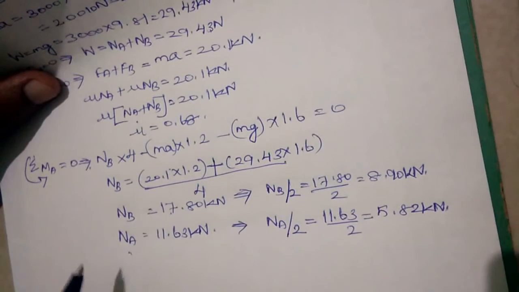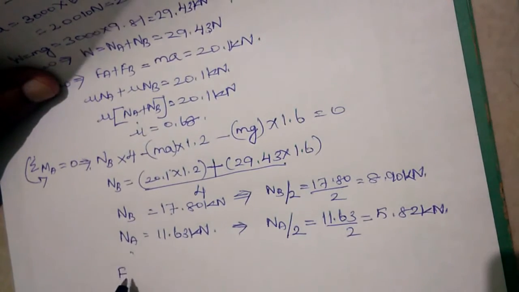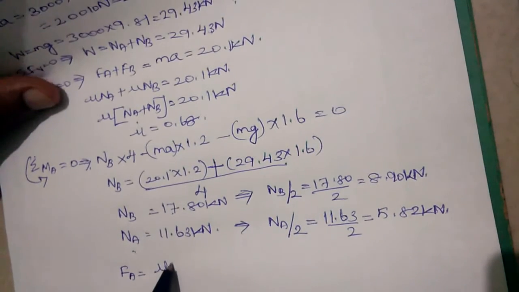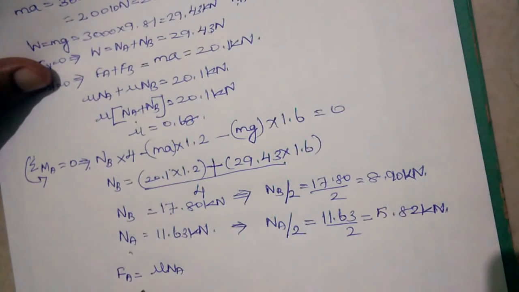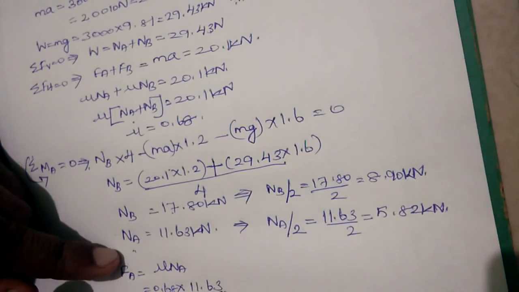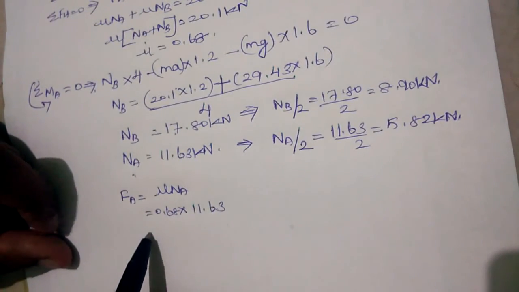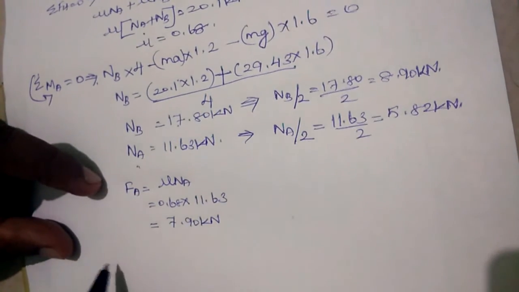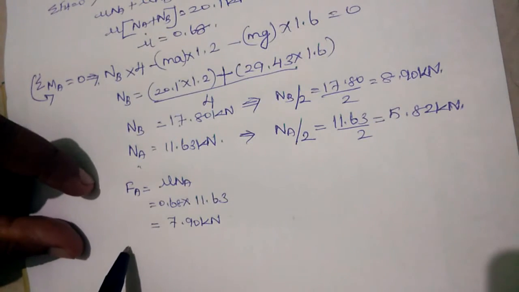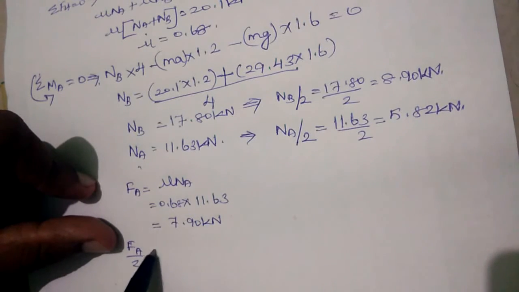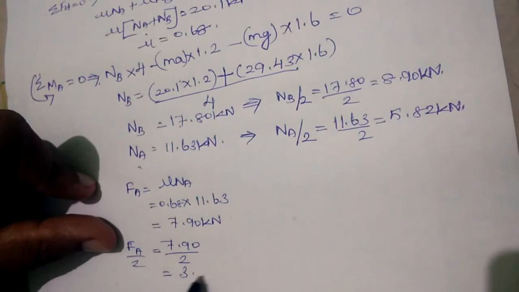Now friction force at the front FA is equal to mu into NA is equal to 0.68 into NA, 11.63, is equal to 7.90 kilonewton. Further, friction force at each of the wheels is FA by 2 is equal to 7.90 divided by 2 is equal to 3.95 kilonewton.